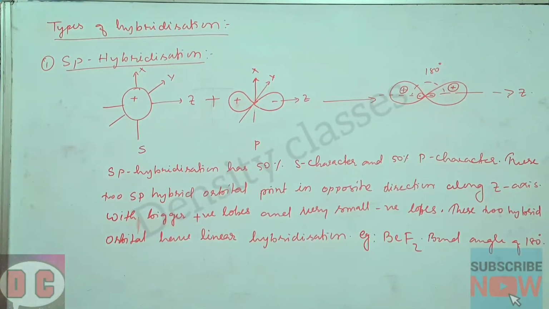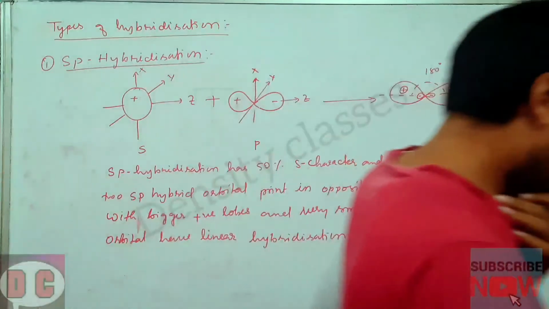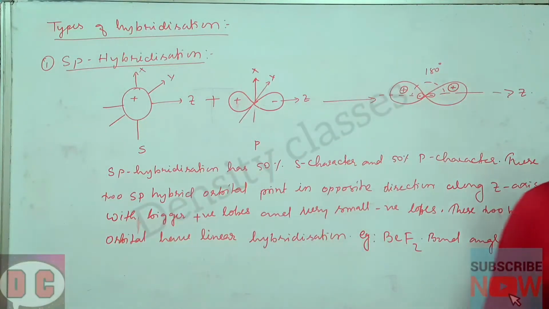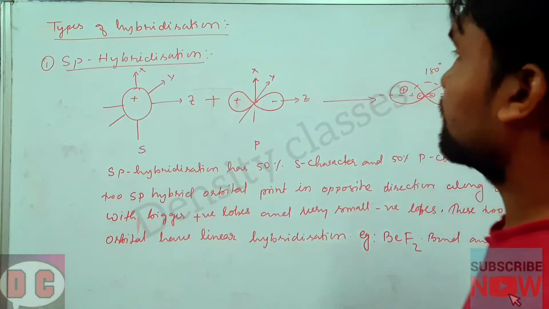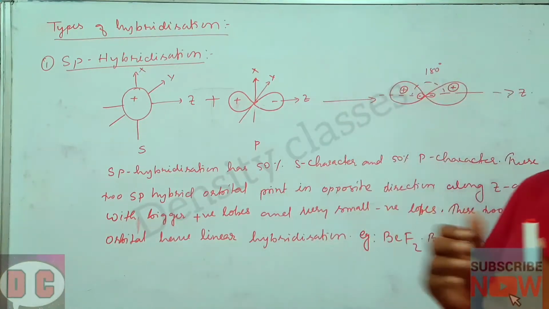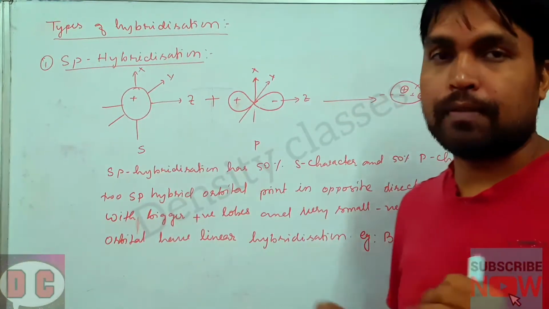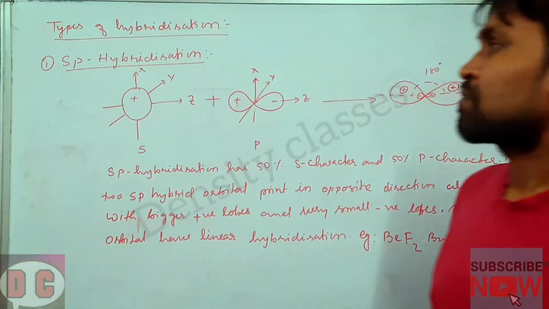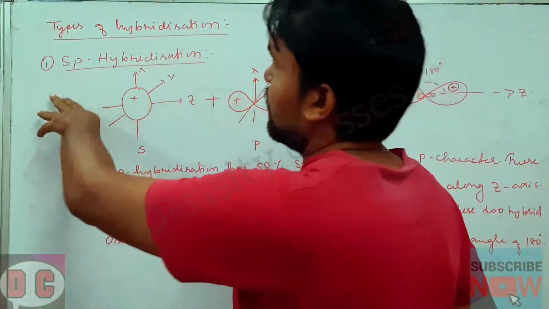Okay, dear students, now we are going to discuss types of hybridization. Very important. Try to understand properly, because from this section you will get questions in your board exam. Sometimes it comes for 5 marks, sometimes for 3 marks. So, types of hybridization. The first type is what?